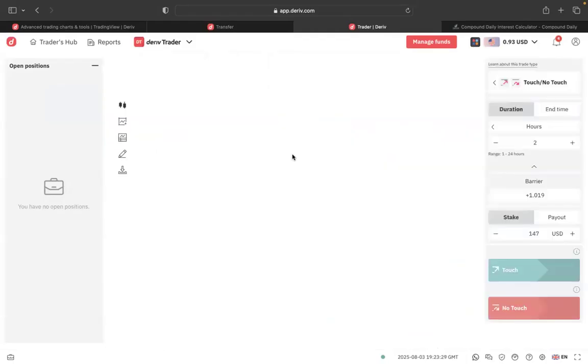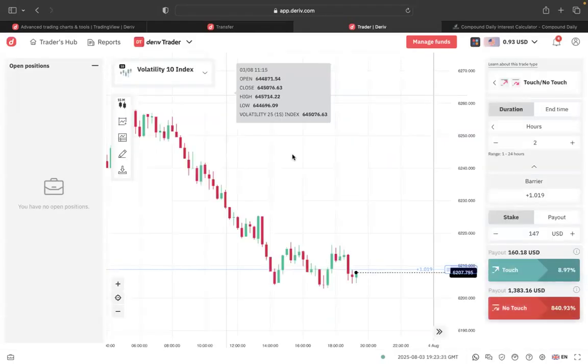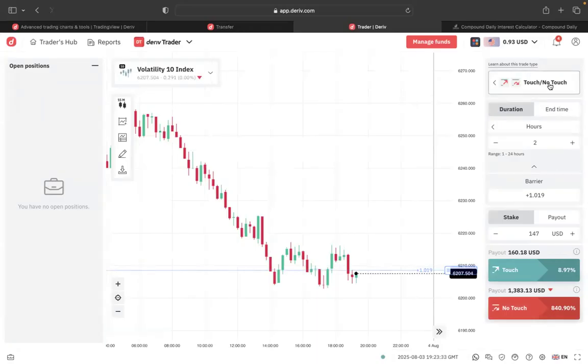Let's say we want to trade on volatility 10 index, for instance. And we are going to be trading the touch/no touch trading type. And I'm going to briefly explain this. Now, here we have what we call duration. I can choose how long I want my trade to last.